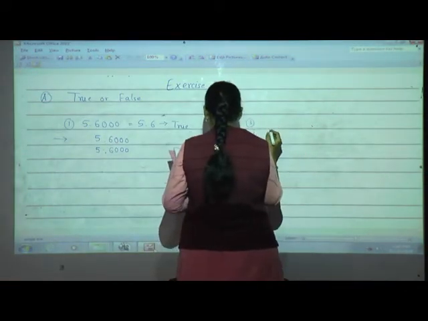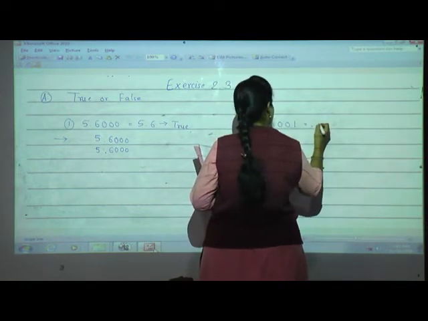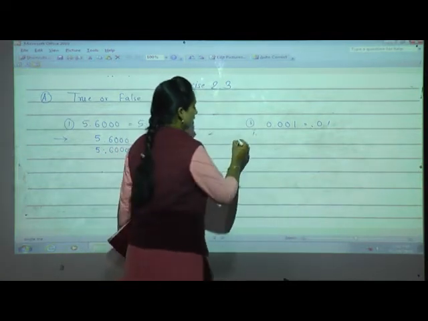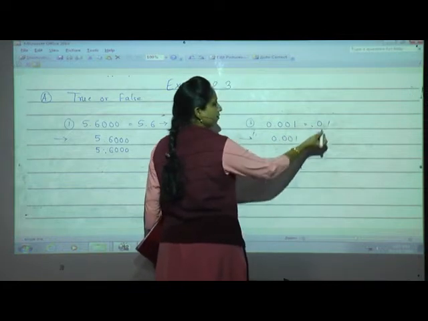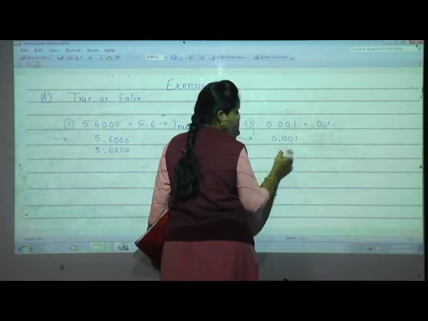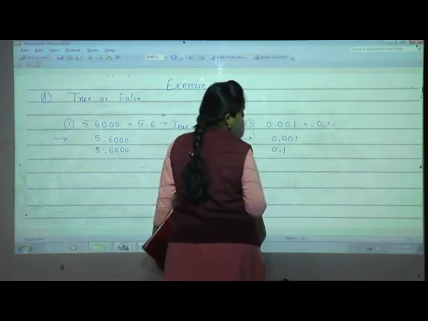What is the third one? 0.001 and 0.1. Now first what you have to do, write the first number as it is, 0.001. First write the decimal points one below the other. What is before the decimal? 0. What is after the decimal? 1.